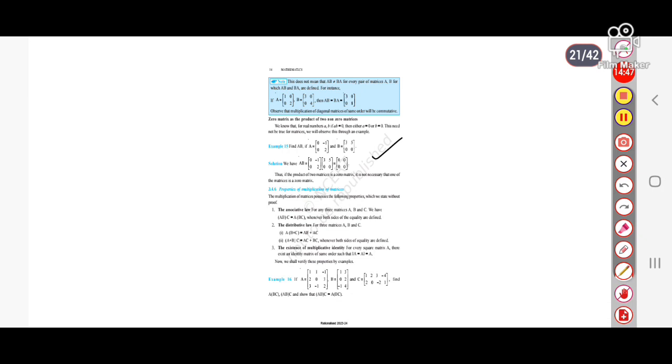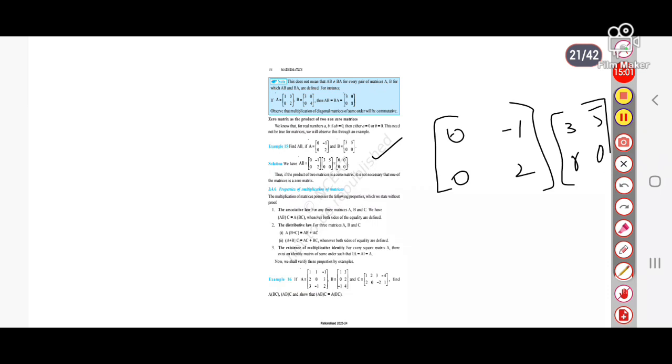Now find AB if A equals the given matrix and B equals the given matrix, right? So these two matrices are 0, 0, minus 1, 2, and 3, 5, 0, 0. These two matrices must be multiplied as in the given question, right? So the same method, column and row. The same way we are going to divide it, and when we multiply, we arrive at the answer.